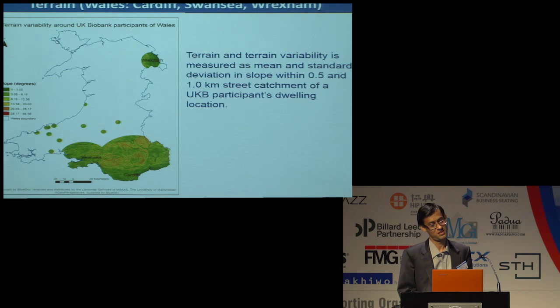Then this is a slope map, a 5-meter resolution slope map for 3 of the UK Biobank centers, which are located in Swansea, Cardiff, and Wrexham.